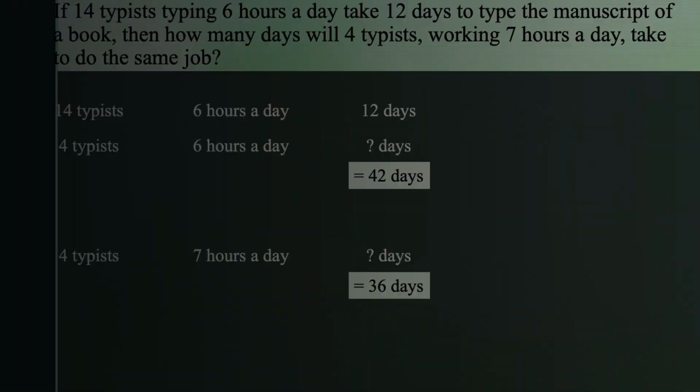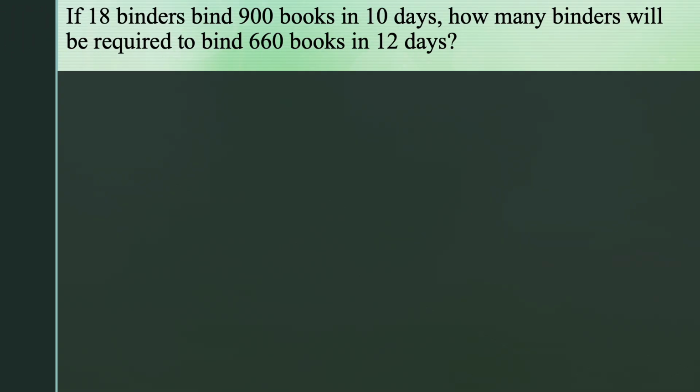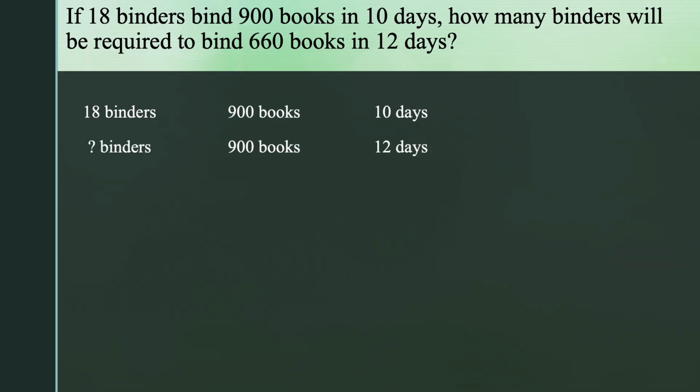Let us solve another interesting problem based on direct and inverse variation. The question says, if 18 binders bind 900 books in 10 days, how many binders will be required to bind 660 books in 12 days? Here we have 18 binders binding 900 books in 10 days. We keep the number of books, 900, as it is. Then, how many binders will be required to do the work in 12 days?